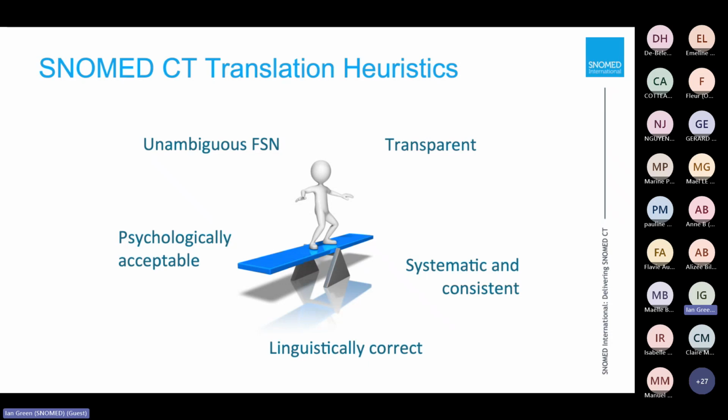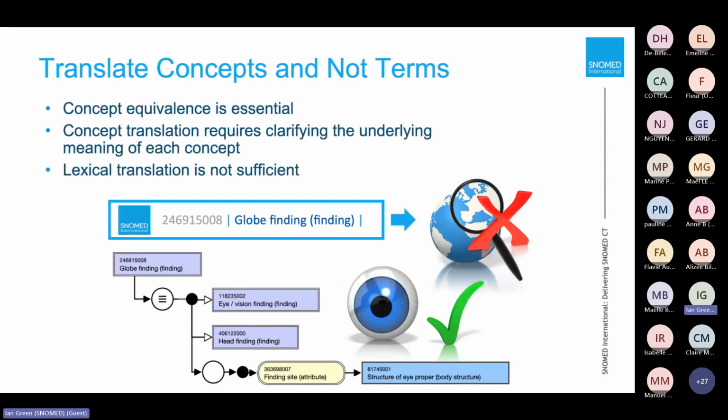The translation process needs to be transparent. It needs to be psychologically acceptable, so human acceptable, if you like. It needs to be systematic and consistent, and linguistically correct. We have a whole lot of guidance about how you translate SNOMED, but the key focus is that you translate the concepts, not the terms. So concept equivalence is essential. The meaning needs to be maintained.